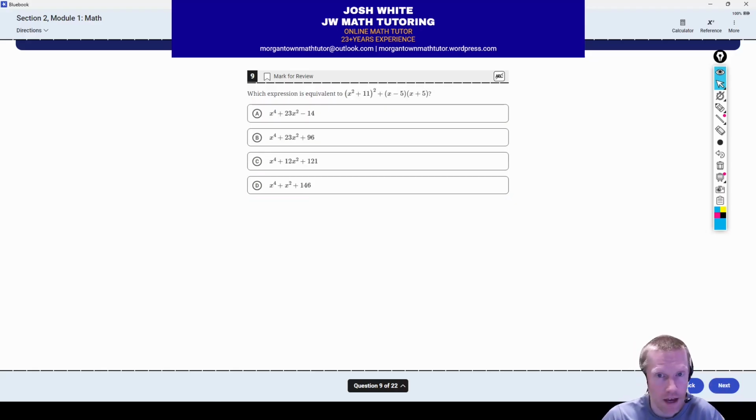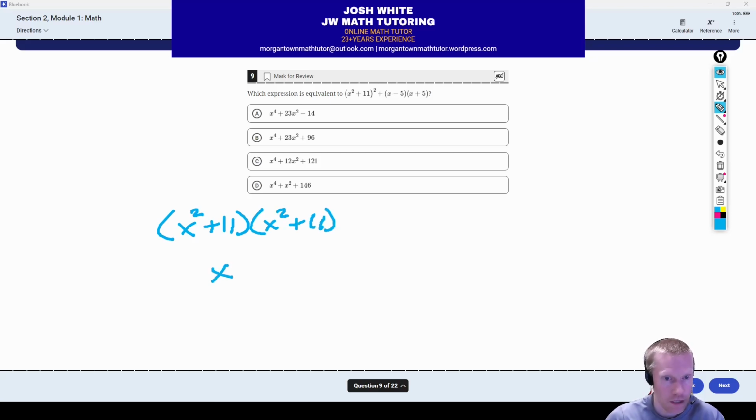All right, so here we have, again, a question that's dealing with equivalent expressions. The traditional or straightforward way to solve this is to go ahead and just FOIL out x squared plus 11 times x squared plus 11. That's going to be x to the fourth. The inner and outer terms are going to be the same, so I'm just going to combine them. 11x squared and 11x squared together is 22x squared. Then 11 times 11 is 121.